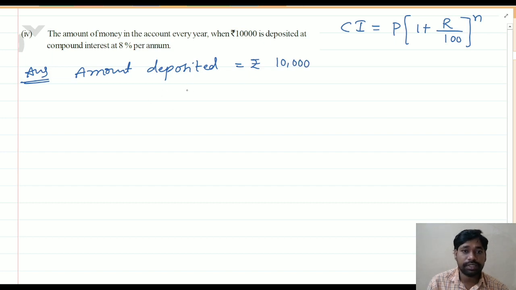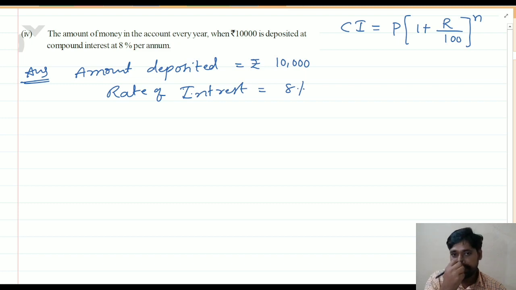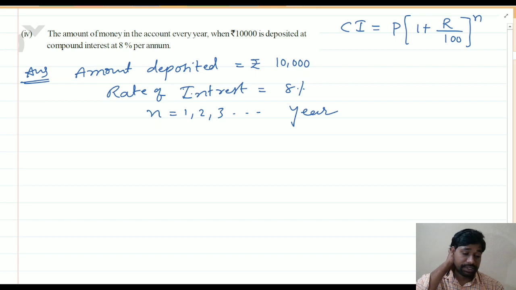Next, rate of interest in percentage, it is 8%. Done. So after the rate of interest, here years are n is 1, 2, 3 and so on, they are years. So you have to calculate for this.